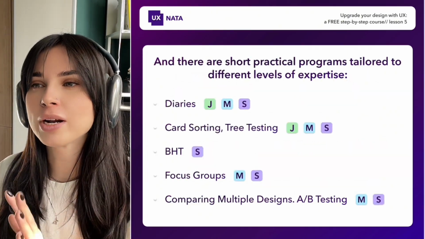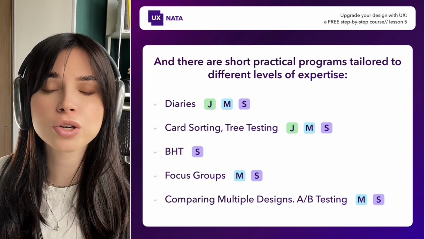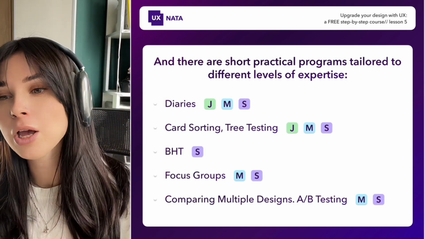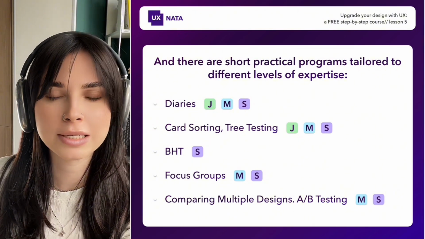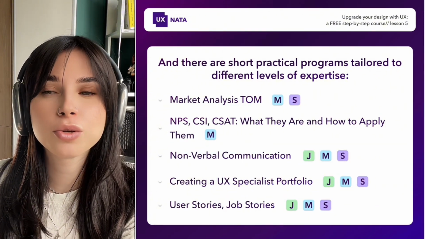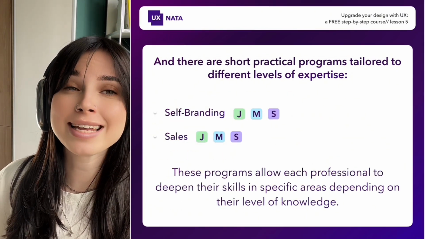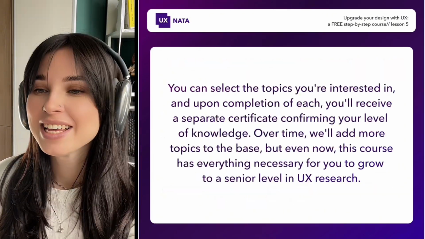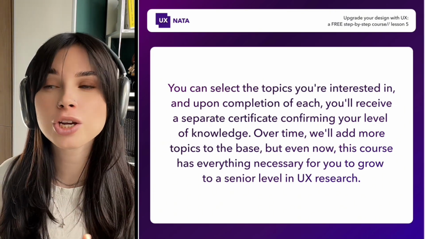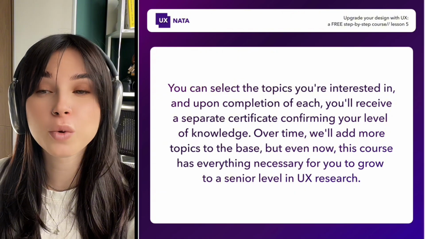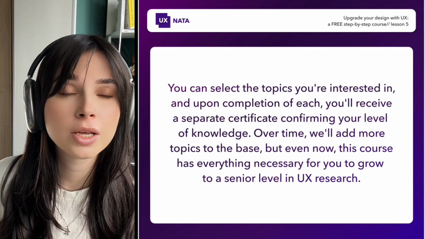So, and there are short practical programs tailored to different levels of expertise. So, of course, diaries, card sorting, tree testing, brand health tracking, focus groups, and comparing multiple designs, A/B testing, and multivariate testing. Also, we will try to work on market analysis, NPS, and so on. It's supplementary, it's extra courses if you want. So, you can select the topics you're interested in, and upon completion of each, you'll receive a separate certificate confirming your level of knowledge and which subjects you have learned during this course.